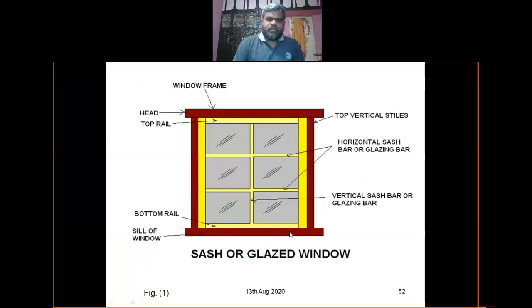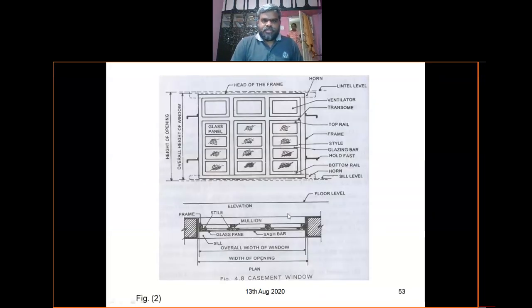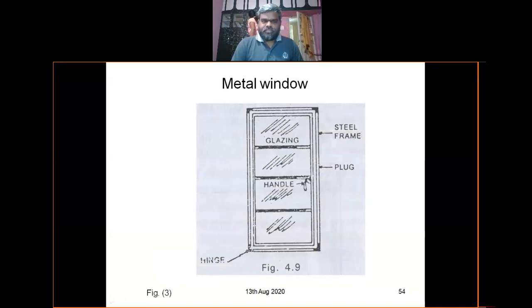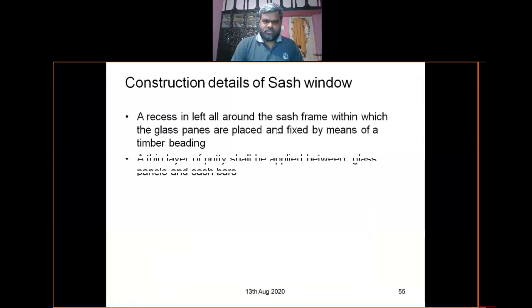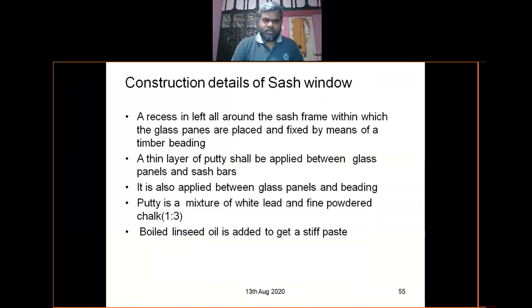This is about different types of windows, and this is sash or glazed window, and this is metal window. What is explained, and the construction details of sash door is like this. It is explained clearly in the video.